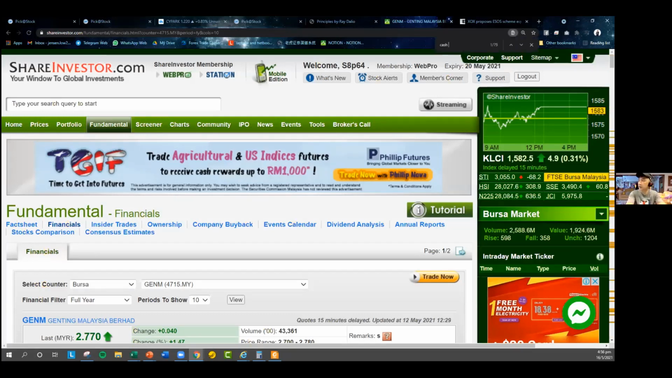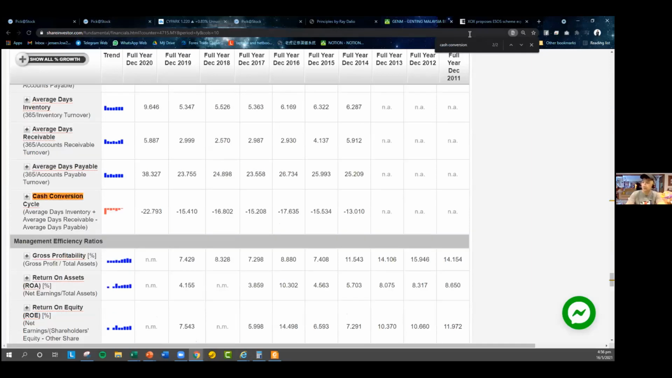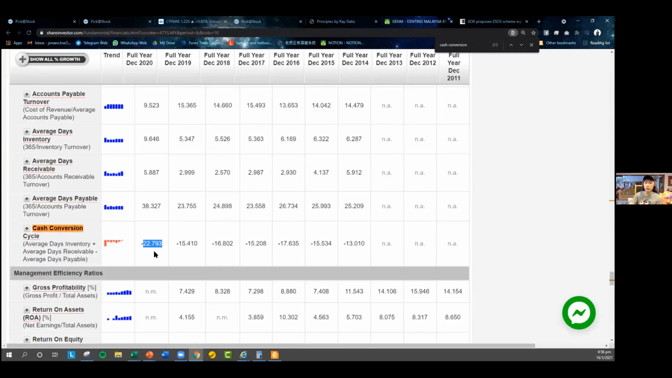Let's take a look. You see, I don't straight away scroll. What I do here is I Control F. You can see the top right here. Then this will all show. I look for cash conversion, and I'll just click enter. So cash conversion cycle for Genting Malaysia, congratulations, is negative. Why? But now with COVID-19 it became positive.